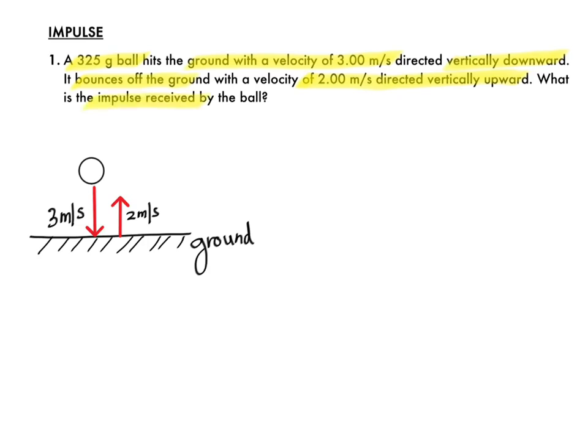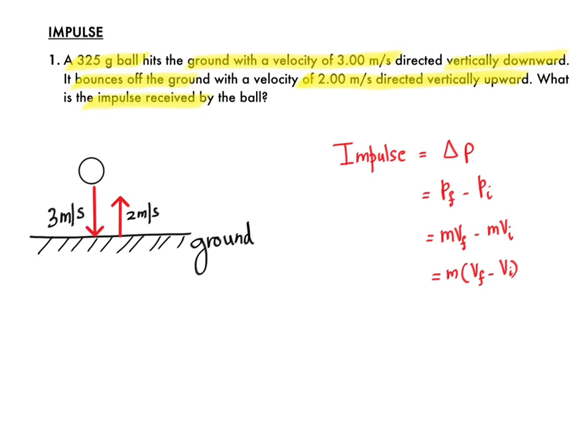It's asking what is the impulse received by the ball. So we'll write impulse equal, we'll use the formula impulse equal change in momentum, which is Pf minus Pi, and we know momentum is mvf minus mvi. I'm just taking mass common because mass is coming in both the expressions, so we can write m bracket vf minus vi. The mass is given as 325 gram, which we convert to kgs, 325 over 1000, which is 0.325 kg.